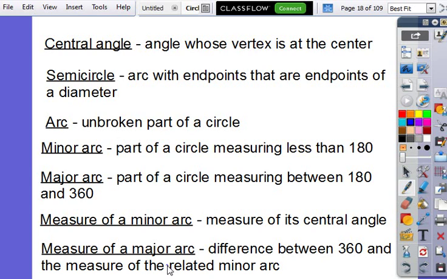The measure of a minor arc is the measure of the central angle. Again, it'll make more sense with the pictures. And the measure of a major arc is the difference between 360 and the measure of the related minor arc. All that stuff will make way more sense when we look at the pictures.